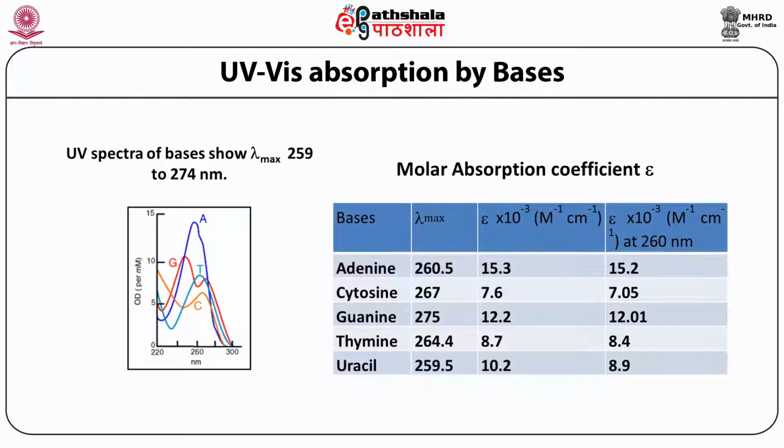We show in this slide UV-Vis absorption by bases. The spectra of adenine, guanine, thymine, and cytosine are shown on the left-hand side, whereas their molar extinction coefficient, lambda max, and absorption at 260 nanometers are shown on the right-hand side in the table. The absorption by the bases is between 259 and 274 nanometers.